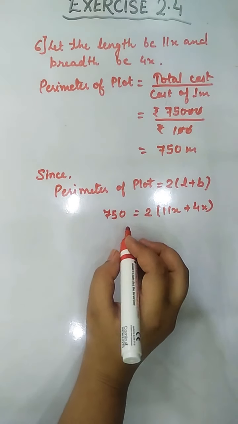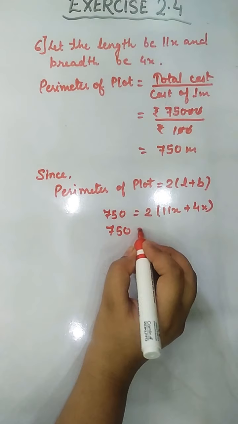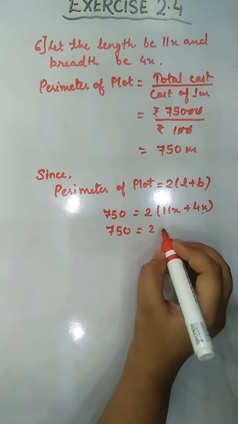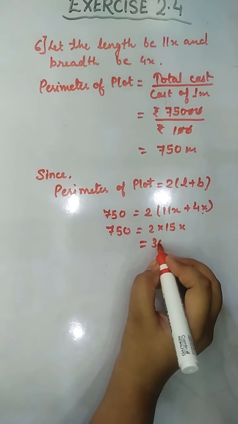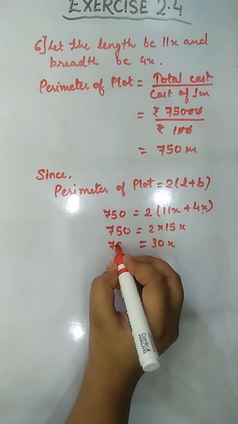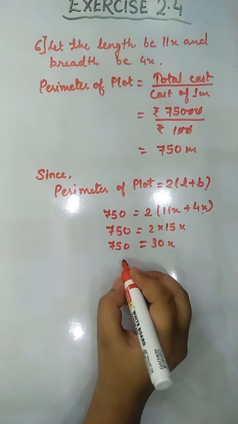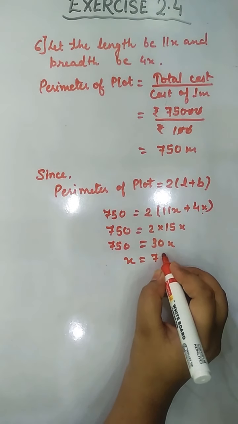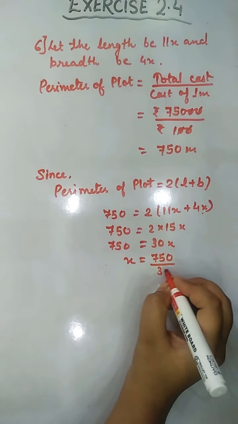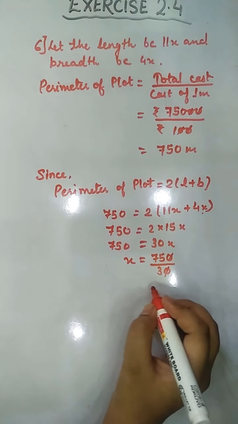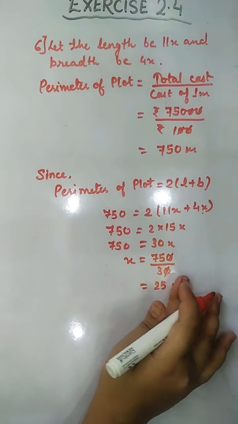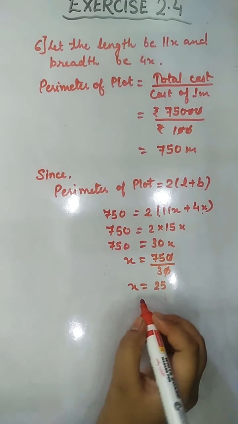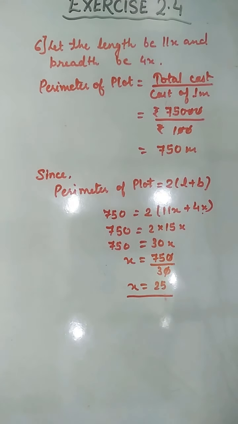Now solve this. 750 is equal to 2 times (11x plus 4x), which will become 15x. 2 into 15x will become 30x. So this will be 750 is equal to 30x. So x will be 750 upon 30. When you cancel this, this will become 25 meters. So x is equal to 25.